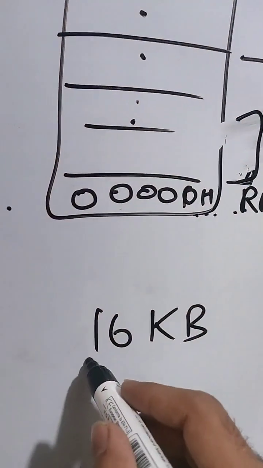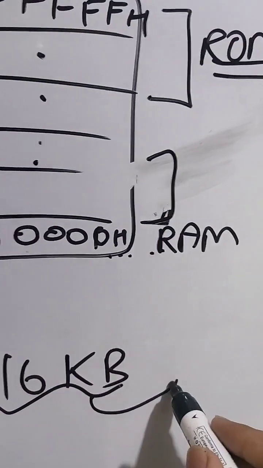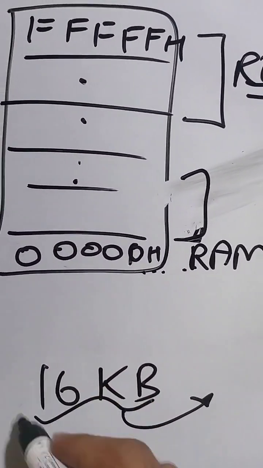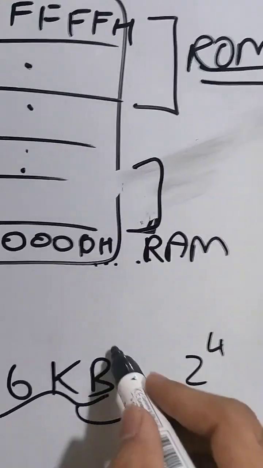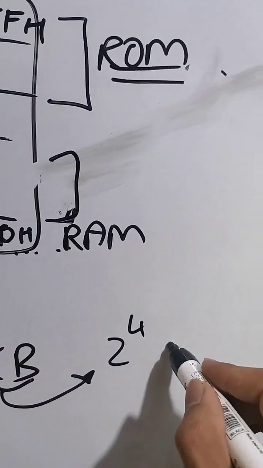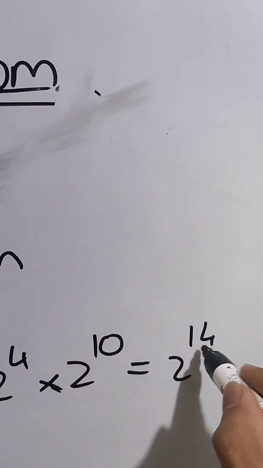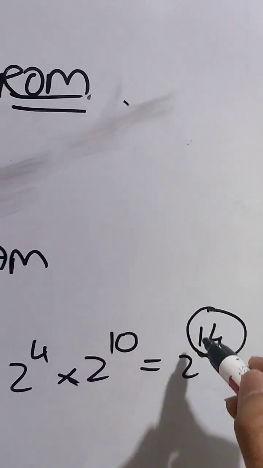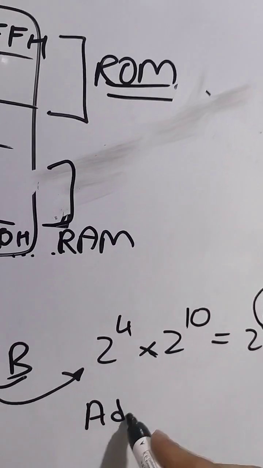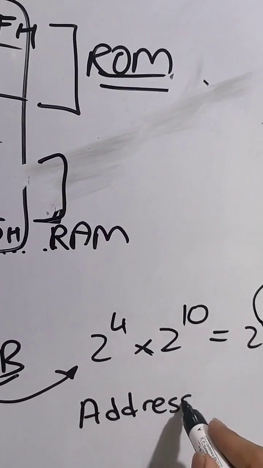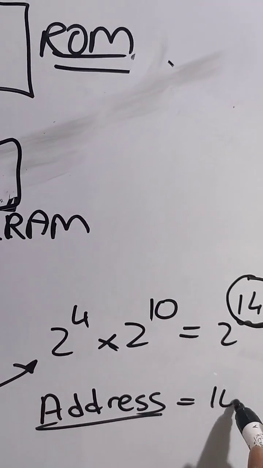Okay. Also, we need to check how many address lines we need. For that, we can just write 16 as 2 raised to 4, no? And if you have kilobyte written anywhere, you can just write it as 2 raised to 10. So we'll get 2 raised to 14. So whatever number is there over here, that is the number of address lines you need. So the number of address lines that we need is 14.